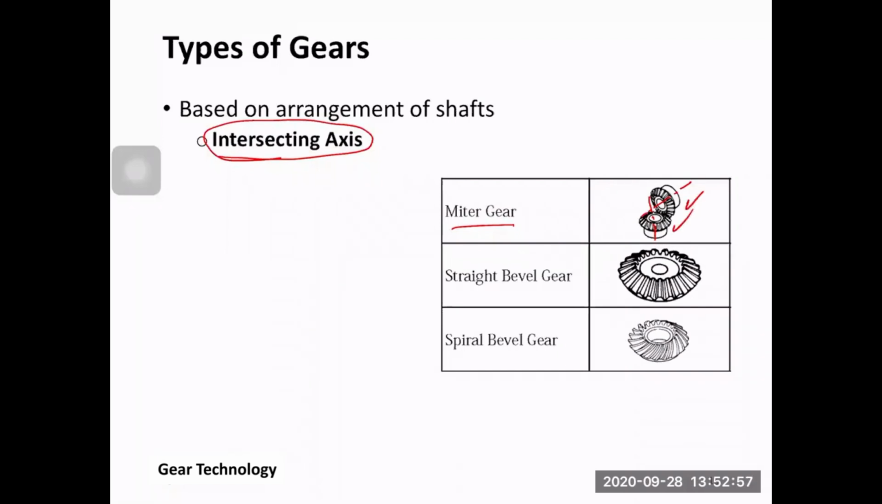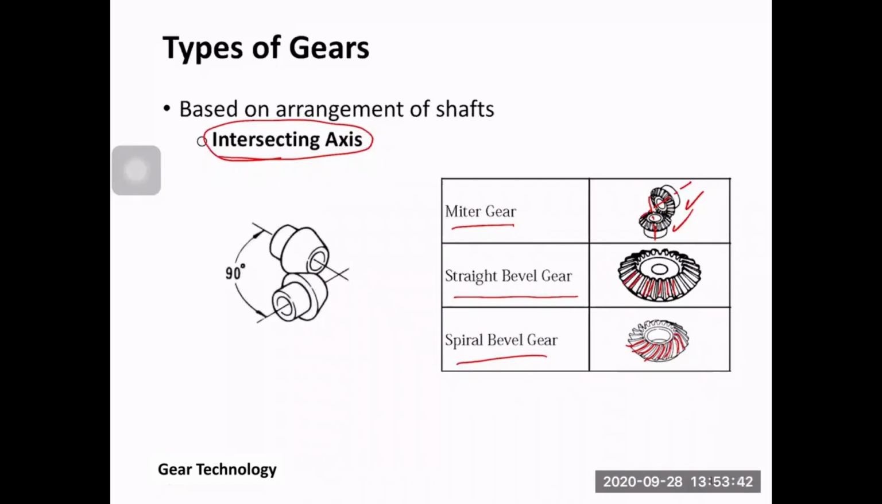We have straight bevel gear. So the teeth here on the bevel gear are like a conical gear. It is straight. So all the teeth here are straight. We have a spiral bevel gear. So the spiral bevel gear here means that the teeth here are spiral. So it is kind of similar to the helical gear.